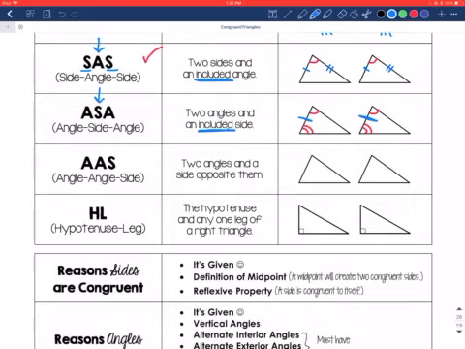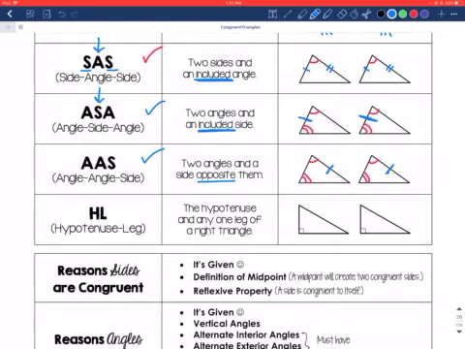We also have angle, angle, side, which is 2 angles and a side opposite them. In other words, the side is not in between them. So if we have these 2 angles, or 2 angle pairs, it doesn't matter which one. I'm just using these as an example. And we have this pair of sides, then we can also say that angle, angle, side works, and we can also prove that those 2 triangles are congruent. Doesn't matter if you know the other parts or not, they will always be congruent.